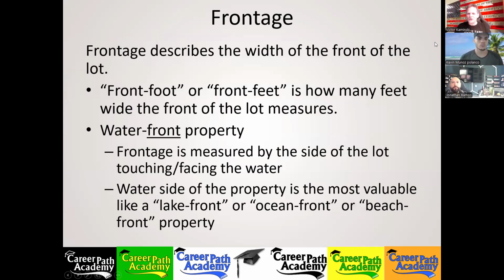So frontage, we've learned, what is frontage? Frontage is the width of the front of the lot. So unless it's a waterway, and then it's a waterfront property, because then the frontage is measured on the water side, because that's the more valuable side of the property. So anytime you see a measurement of a property, like if it says 50 by 100-foot lot, the first number indicates the width of the front of the lot, the frontage.